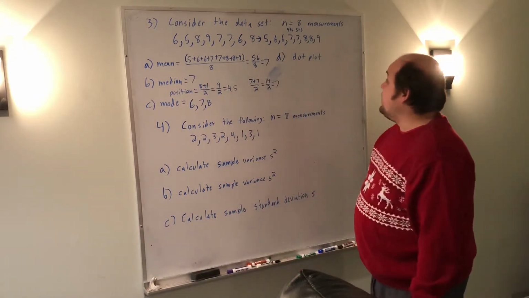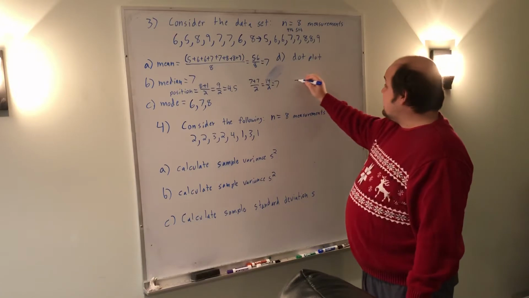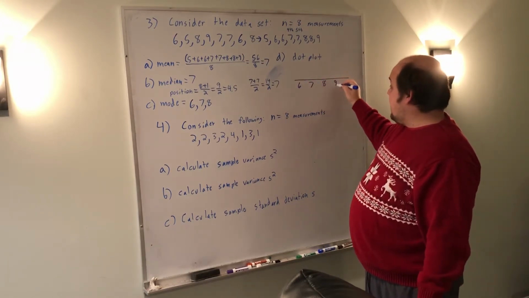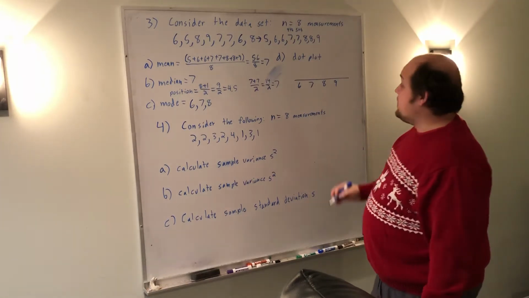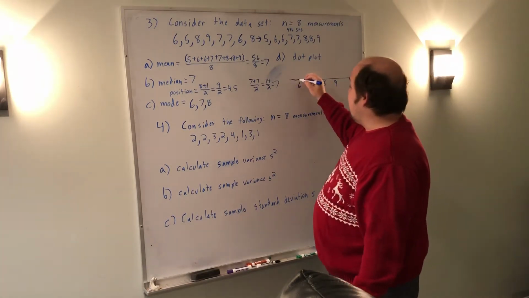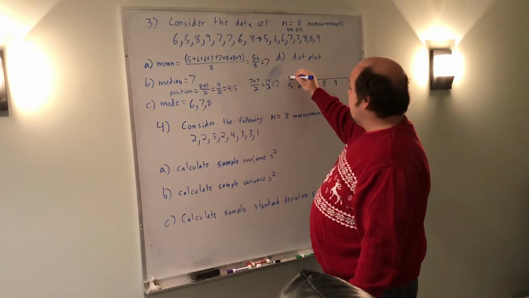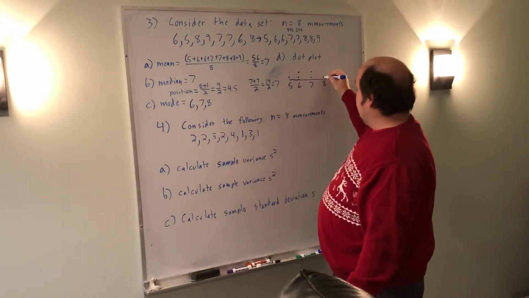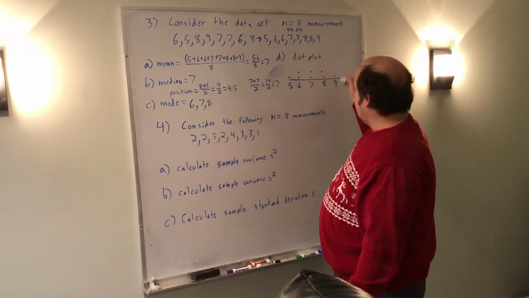When I go to do part D, the dot plot, basically I just should line up 6, 7, 8, and 9 across the bottom and put dots for how many times they occur. Sorry, 5 is included as well. So 1 dot above the 5, 2 above the 6, 2 above the 7 and 8, and 1 above the 9.